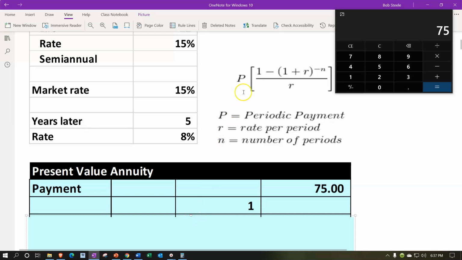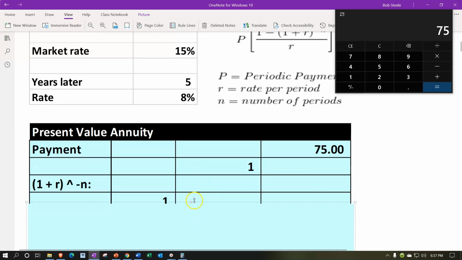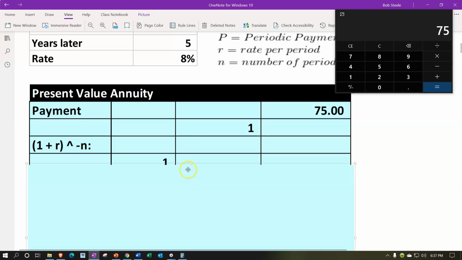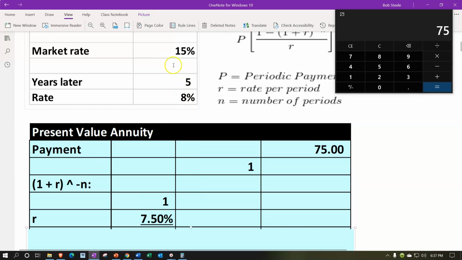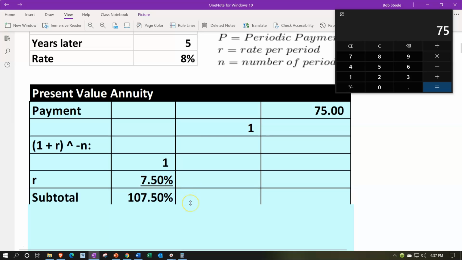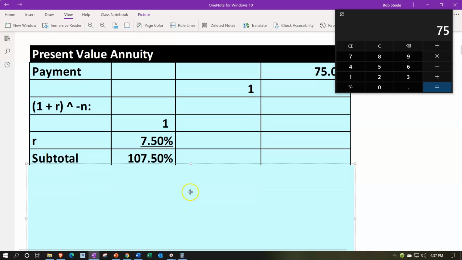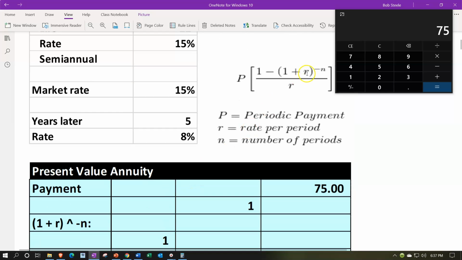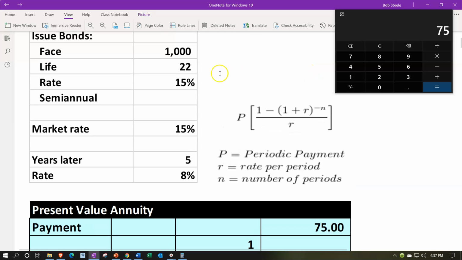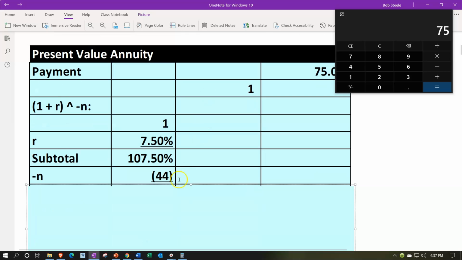That would be P. Numerator, 1. And then we have minus the (1 plus R) to the negative N. So R is going to be the 15%. Now the market rate, also 15% because they're both the same, divided by 2 would give us 7.5%. 100% plus 7.5% would give us the 107.5% to the number of periods in here, negative number of periods, which would be 22 if yearly, but semi-annual, therefore 22 times 2 or 44.